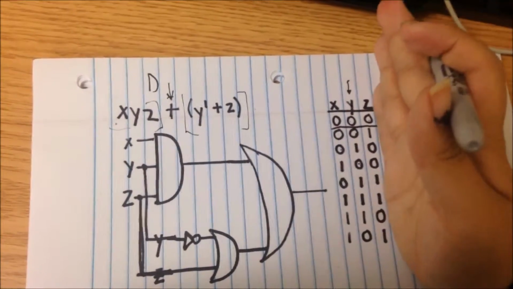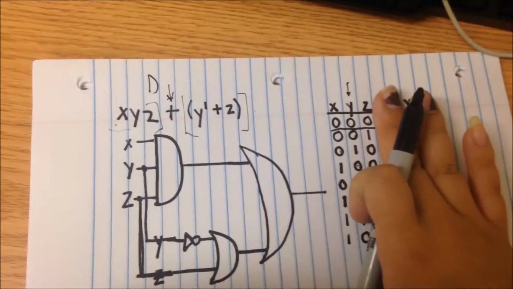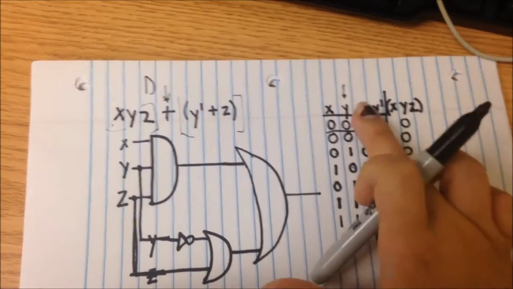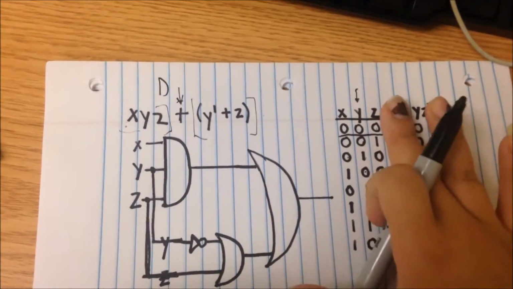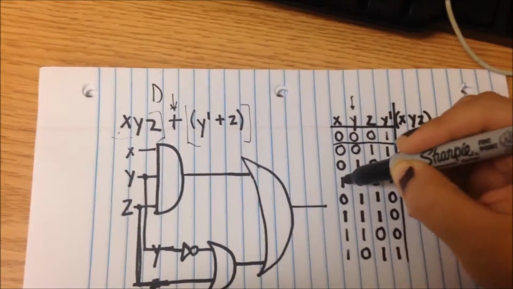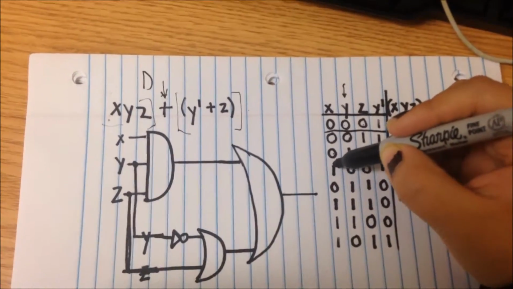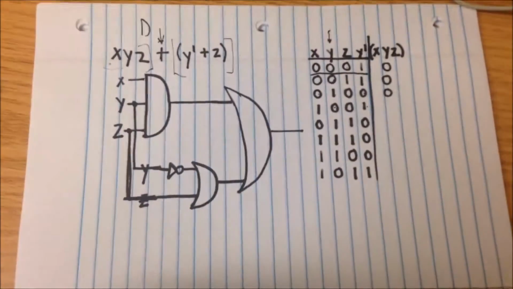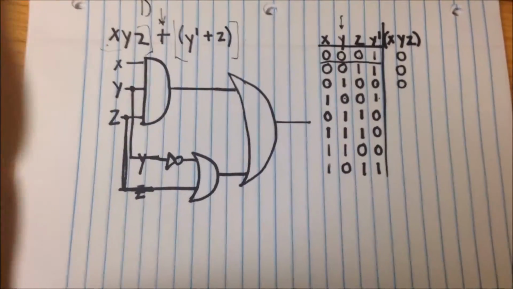Forget about y prime for a sec. So if you want to, you can cover up y prime like I'm doing right now, but just cover up y prime if you need to. But for the most part, all you're doing is just multiplying x, y, and z values. So let's multiply them.